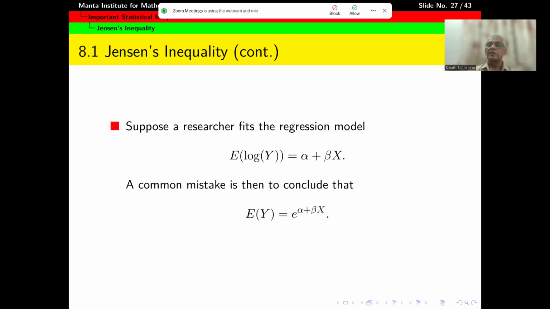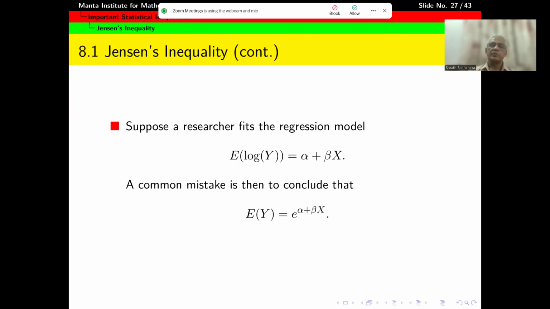There's another mistake that I see frequently in regression analysis. In regression analysis, what we do is we try to find a relationship between one random variable y and another variable x. So we try to fit a model for the expected value of y. We try to write down expected value of y as a linear function of x.